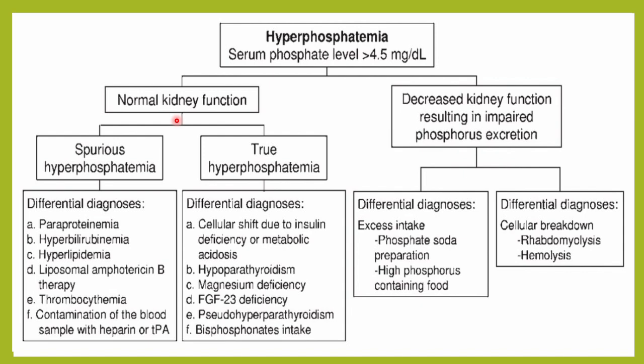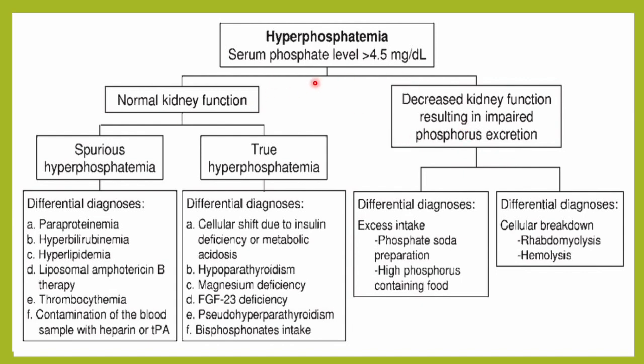Suppose there is true hyperphosphatemia. That means the patient is actually having increased phosphate level in his serum. Like if there is an insulin deficiency. Insulin will try to push these phosphates inside the cells. So when there is deficiency of insulin, the phosphates are not pushed inside, so the level of phosphates can be more extracellularly or in the serum. Whenever there is hypoparathyroidism or magnesium deficiency, bisphosphonate intake, all this can cause true hyperphosphatemia.